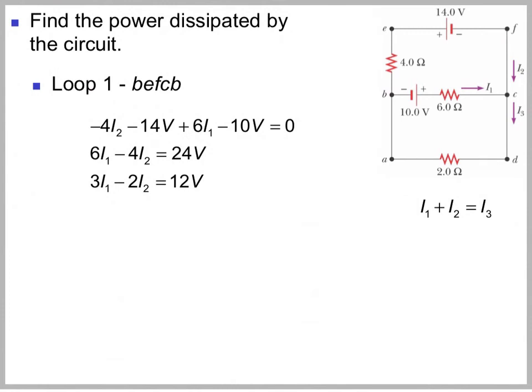So now I can simplify things a little bit. 6I1 minus 4I2 is equal to 24 volts. Or at this point I can still divide by 2. 3I1 minus 2I2 is equal to 12 volts. So there I have my second equation.